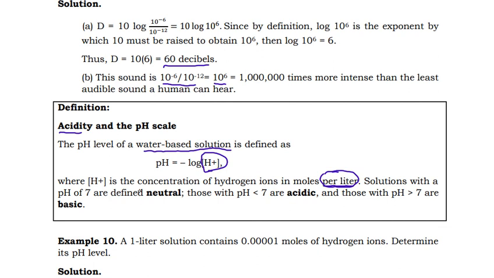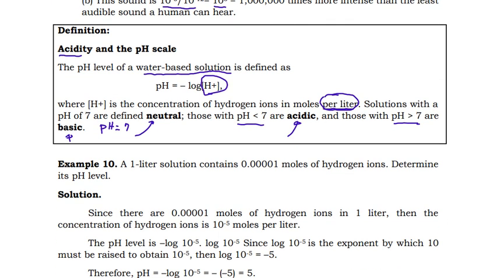Solutions with a pH of 7 are defined as neutral. If less than 7, that means it is acidic. And if it is greater than 7, it is basic. So, let's have an example. Remember, the formula is simply the negative of log of H+, where H+ is the concentration of hydrogen ions. With 1 liter, that is already per liter, so we have no problem.